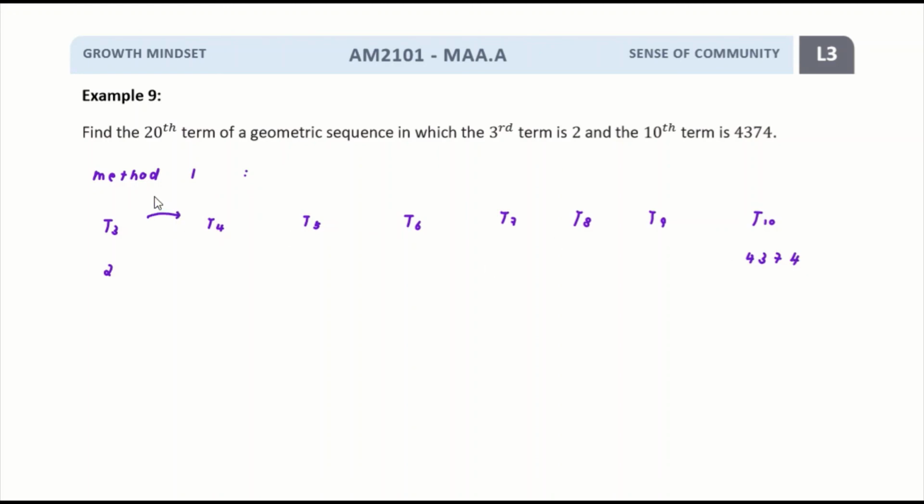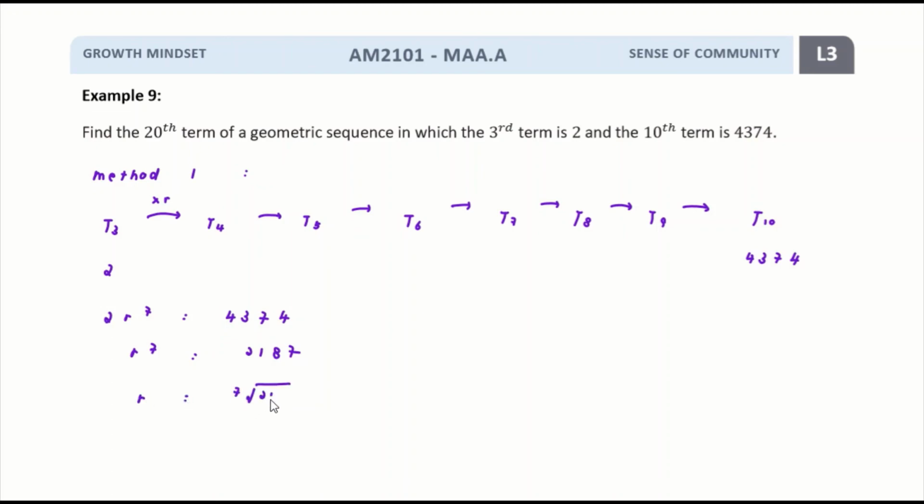So you can imagine from here to here is multiply by r, so 1, 2, 3, 4, 5, 6, 7. From here you know that from 2 to reach 4374, you need to multiply 7 times of r. So 2r^7 will be equal to 4374. Then you can use your calculator: 4374 divided by 2, and we get 2187.